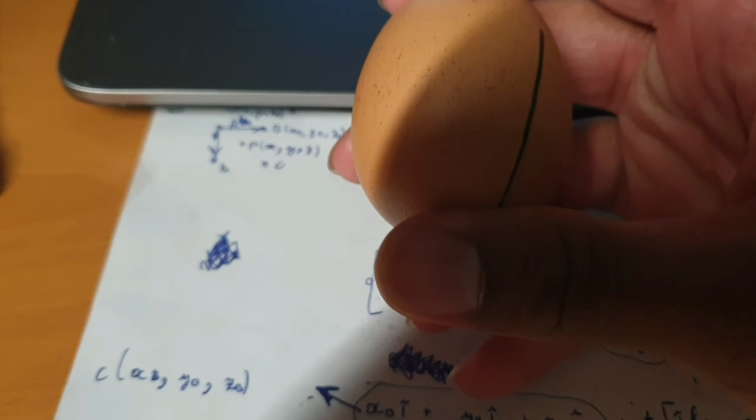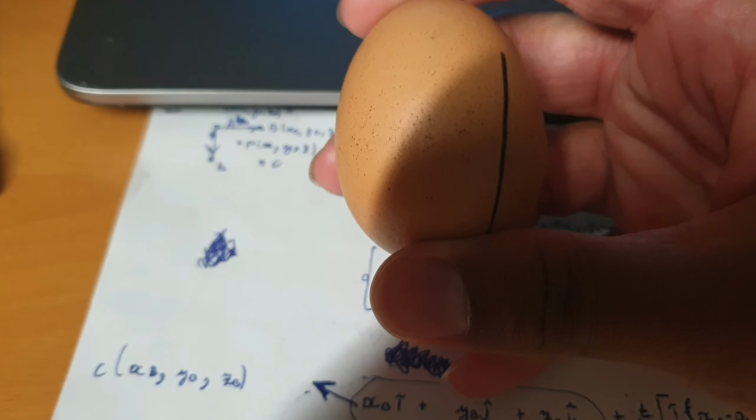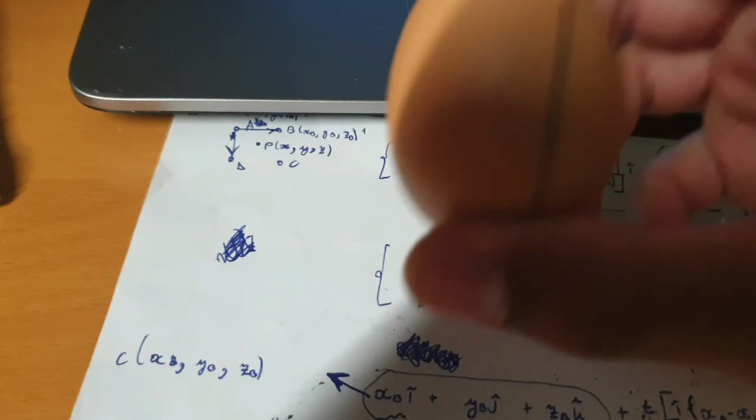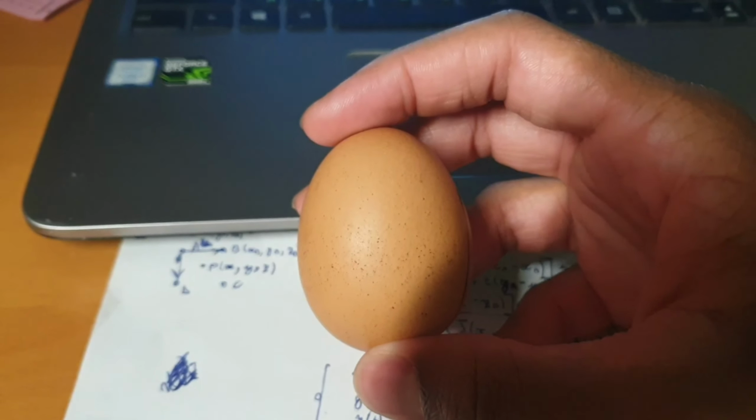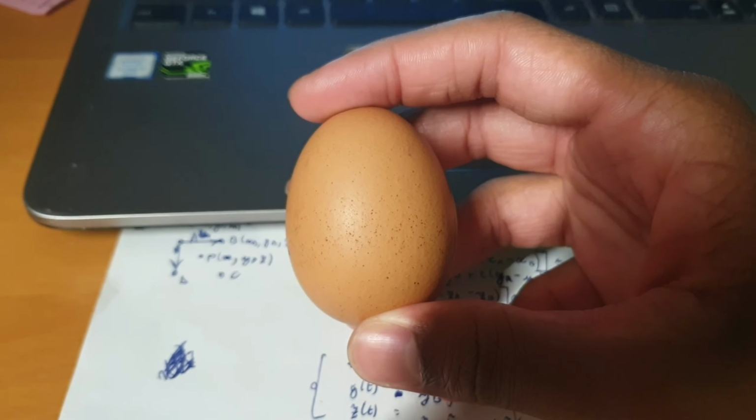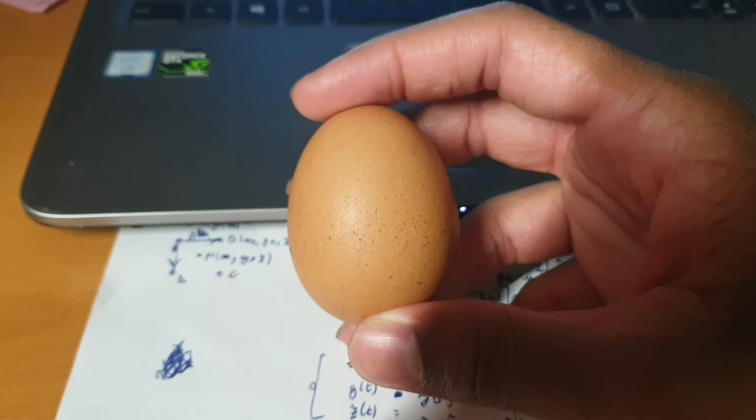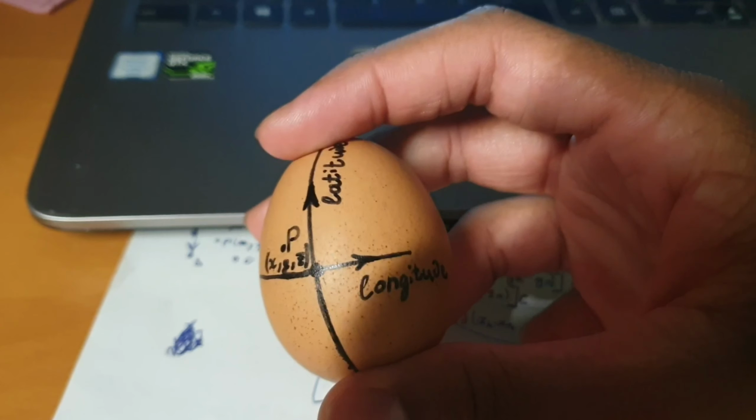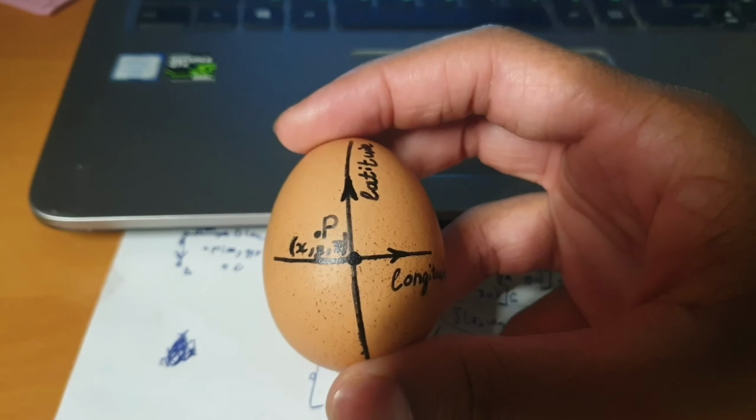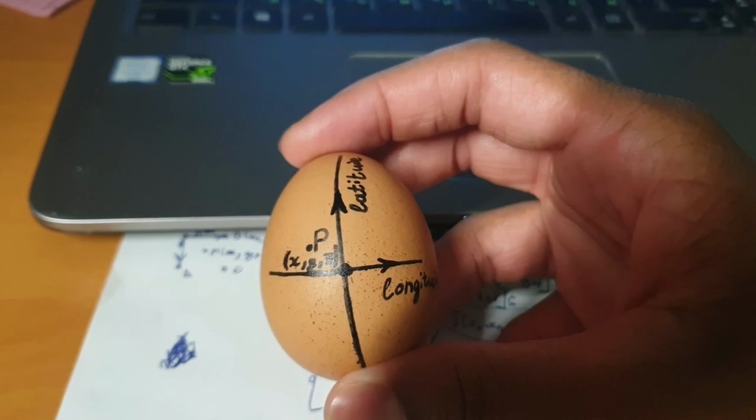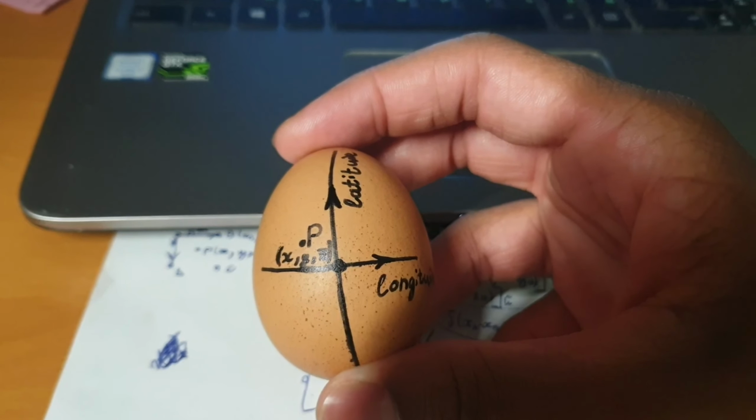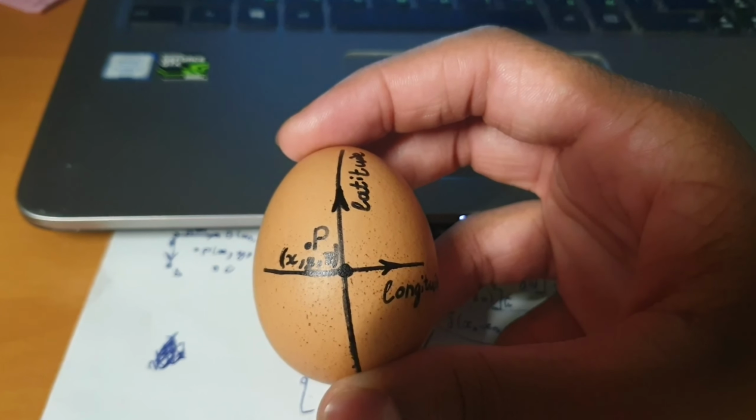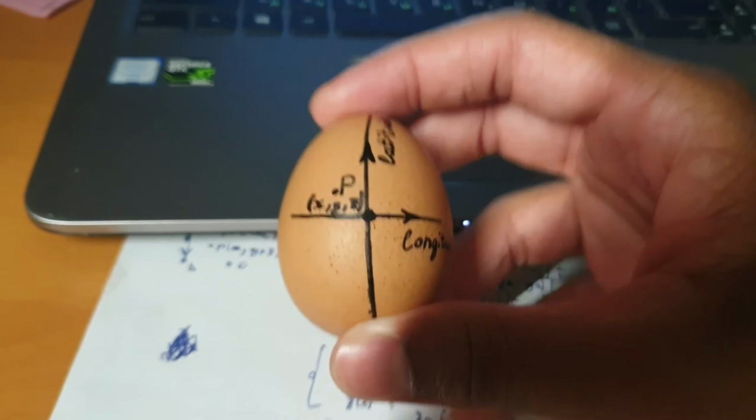To start, let's first marshal all our powers of concentration and imagination to transform this oval-shaped object into a sphere. Let's then wrap two perpendicular axes around this sphere, i.e. the x and the y axis. These two axes will represent the equator and the prime meridian, the longitude and latitude respectively.